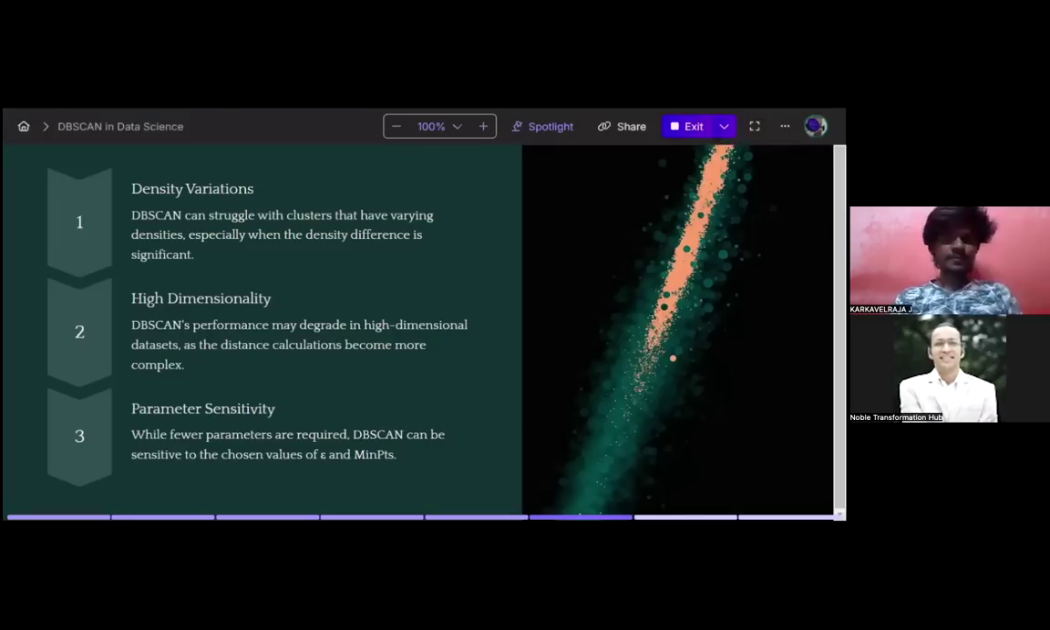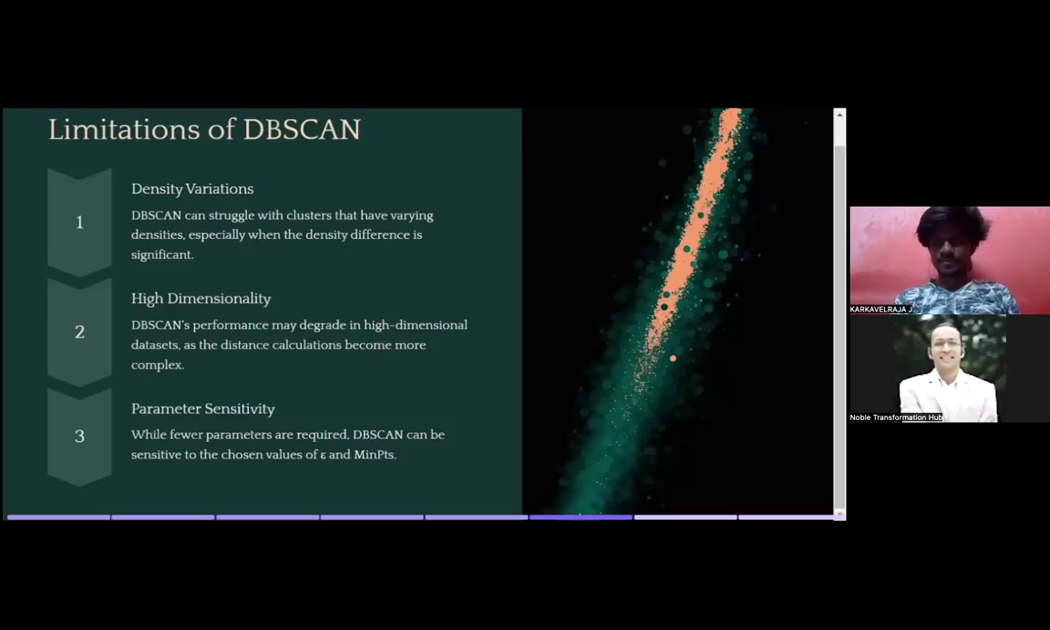So we have the limitations of DBSCAN, which are the disadvantages. First, density variations. DBSCAN can struggle with clusters having varying densities, especially when the density difference is significant. So density variation is a limitation. Then high dimensionality.